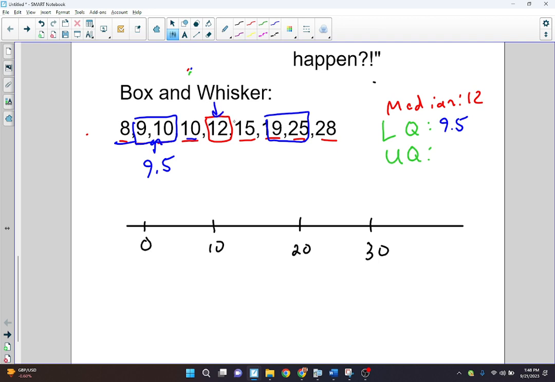Notice here I'm not using this number, the middle, as part of my top half or bottom half. That is literally the middle, so it's neither the top nor the bottom. So 19 and 25, the middle of that is 22. Again, add it up, divide by 2, you'll get 22. 44 divided by 2 is 22. So this is 22.